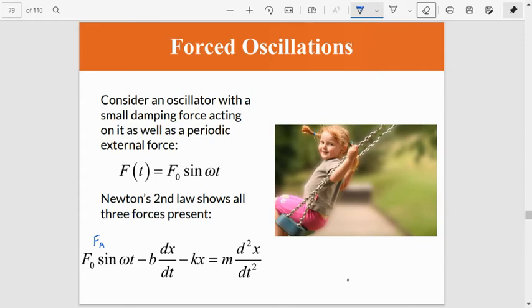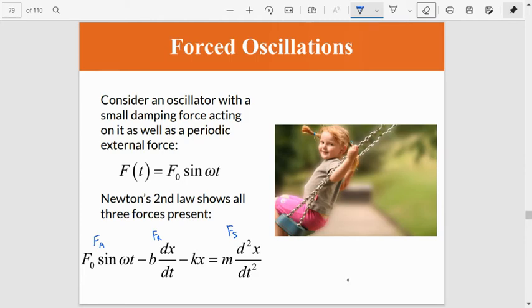Now there's the damping force, sometimes called the retarding force, Fr, or just R. And then there's the restoring force, which is responsible for oscillations.